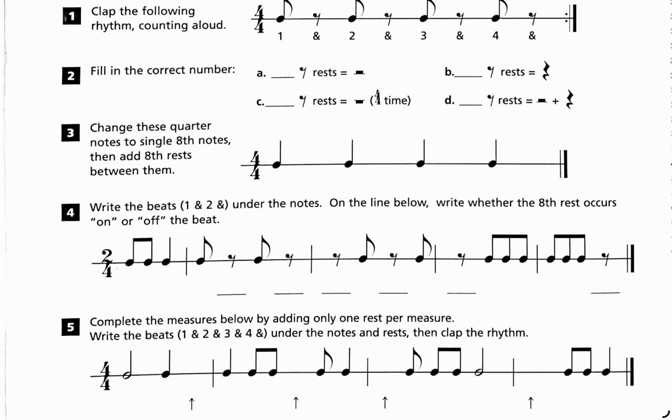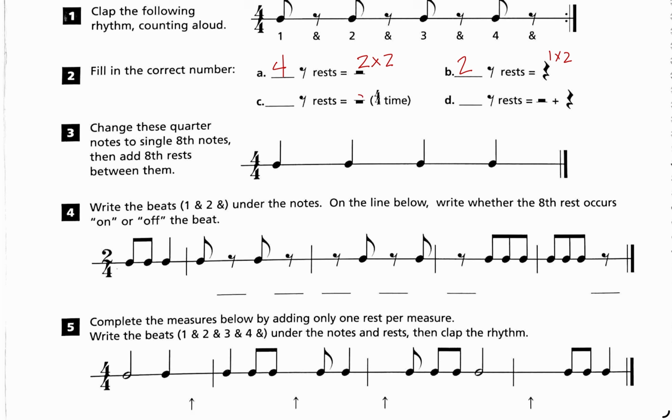All right. Now, number 2, we're doing a little math. How many eighth rests are the same as a half rest? Well, the half rest gets 2 beats times 2 eighth rests per beat. We're going to have 4. Quarter rest gets 1 beat times 2 eighth rests per beat. 2 eighth rests are the same as a quarter rest.